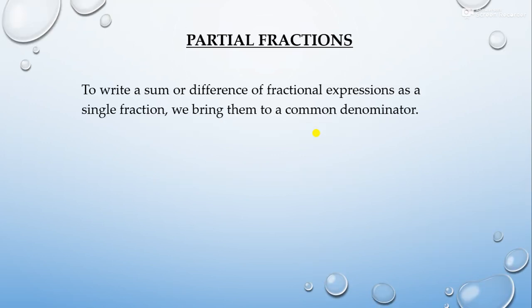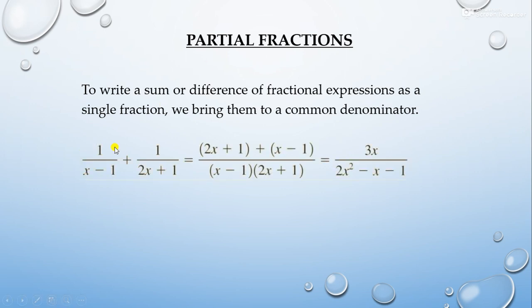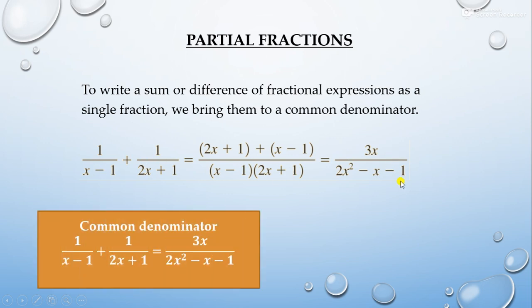So let's start. What are partial fractions actually? Suppose we have two fractional terms, like 1 upon x minus 1 and 1 upon 2x plus 1. When we add or subtract these two different denominator expressions, we bring them together and it becomes a common denominator, right?